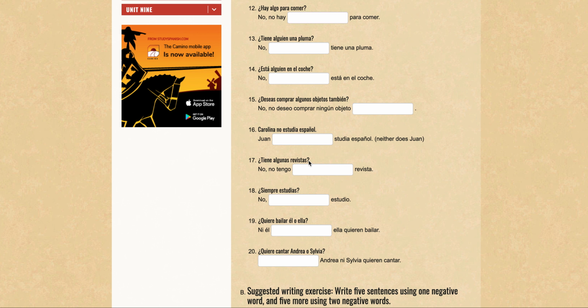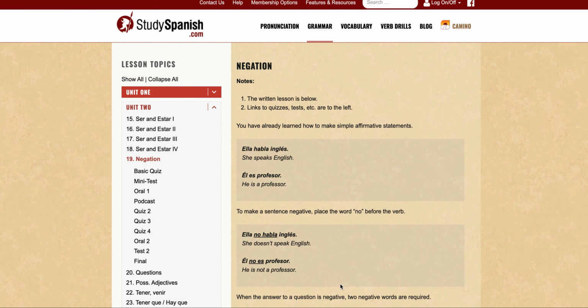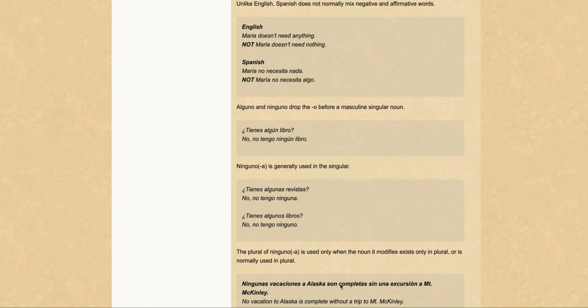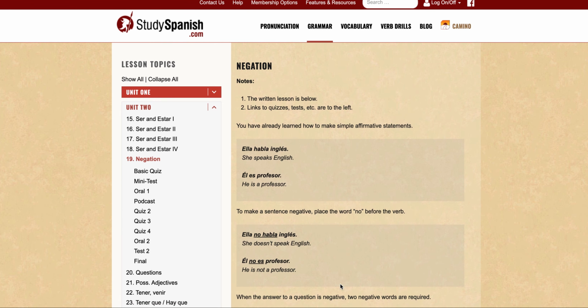Alright, so first thing is, what I remember is that revistas, I think, is a feminine word, and it was paired up with vacaciones, if I remember correctly. But let's just check. Yeah, so tienes algunas revistas. So ninguno is generally used in the singular.